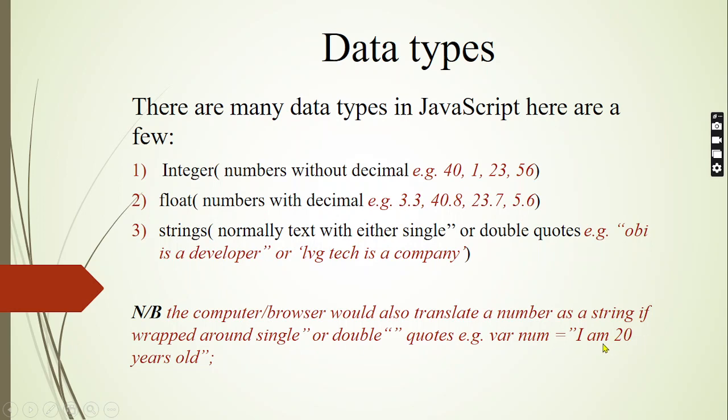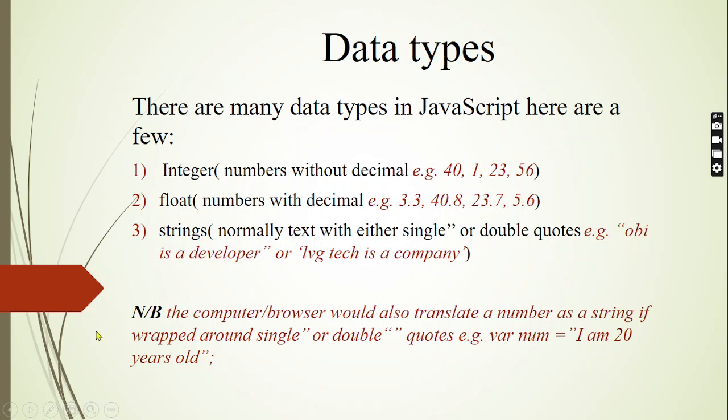So I am 20 years old. So even if you put this 20 to stand here alone and you put it around double quote, it will still show what? As a what? As a string, and not a what? An integer or a float. Okay, so just know the different data types that we'll be using frequently: integer, float, strings.